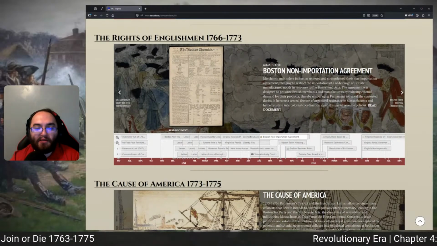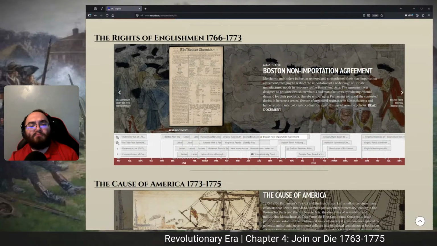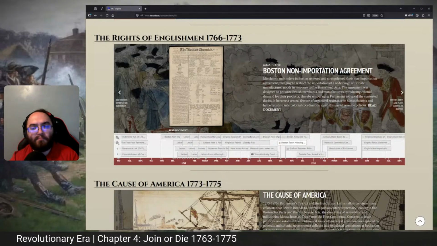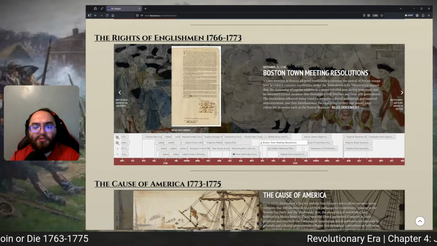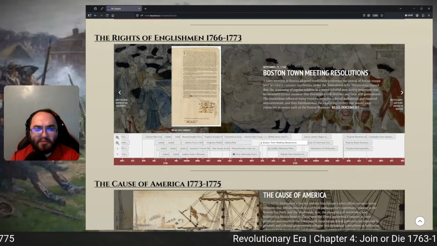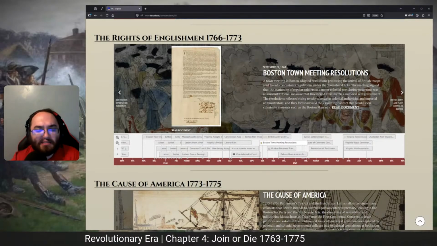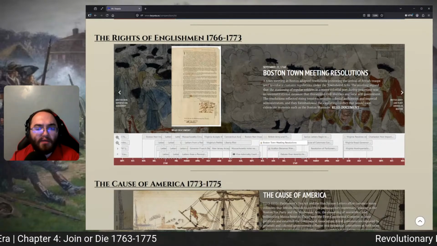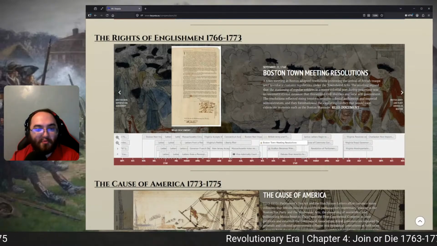Boston will pass another non-importation agreement. Most of these boycotts are 1 year long, so every year they have to renew them. Boston Town Meeting resolutions. Again, a lot of this stuff is local level. So the idea that it's top down is just simply not true. It's very much bottom up, maybe middle up, if you want to say the middle class.